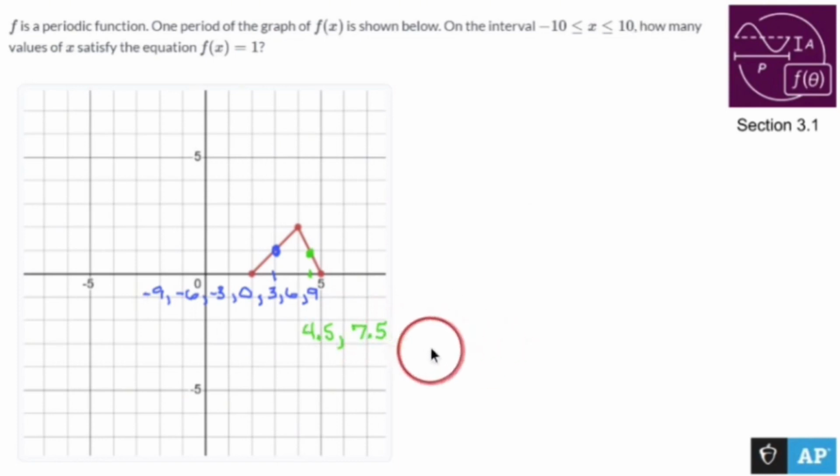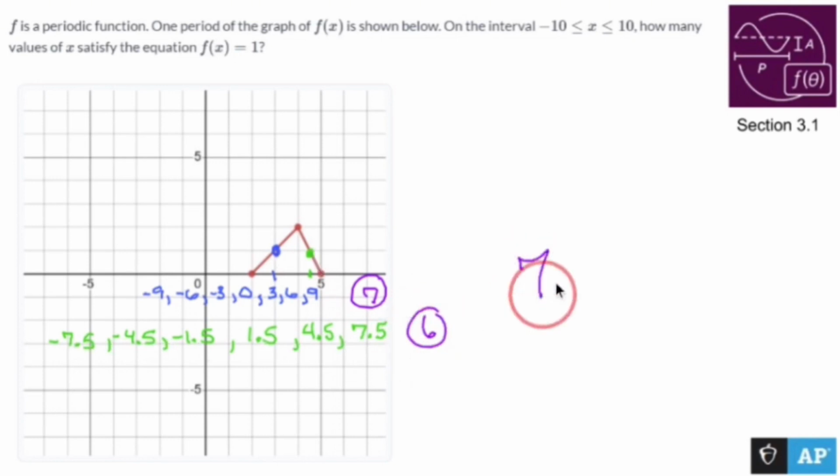Let's get rid of that comma to keep consistent. Now let's go backwards. At 1.5 it'll happen again. -3 is going to be -1.5, it'll happen again. -4.5, it'll happen again. -7.5, it'll happen again. -10.5, it'll happen again. But that's all that we care about because we're not going beyond -10. So we have 7 instances where this part hits 1, and we have 6 instances where this part hits 1. 7 plus 6 is lucky 13.